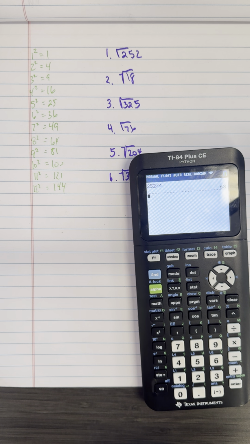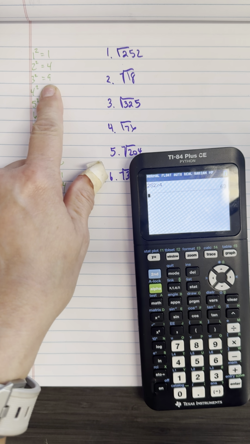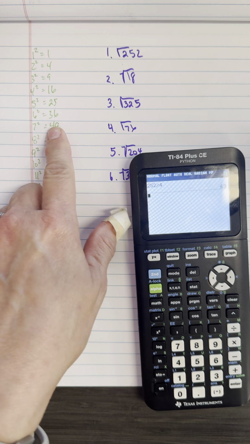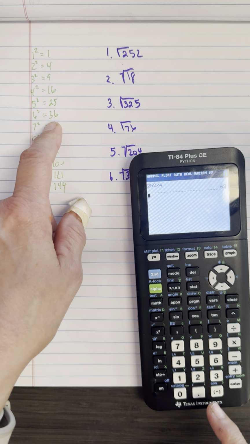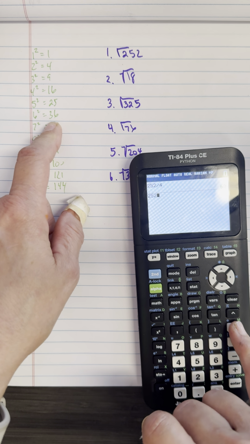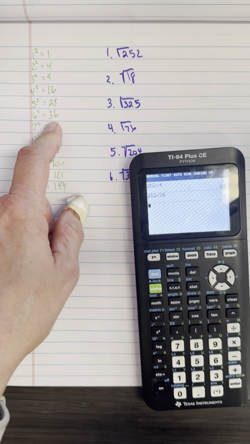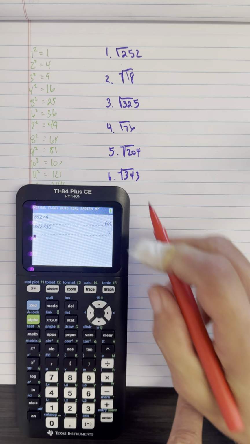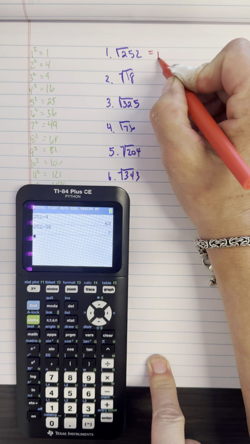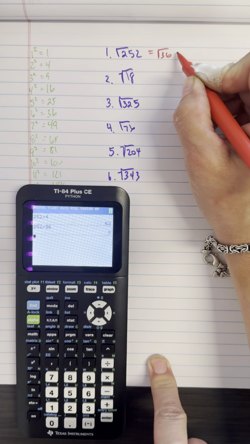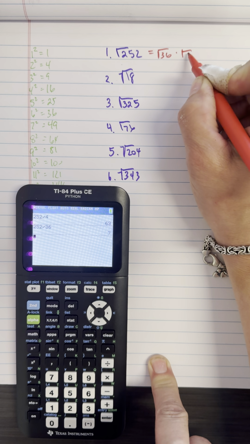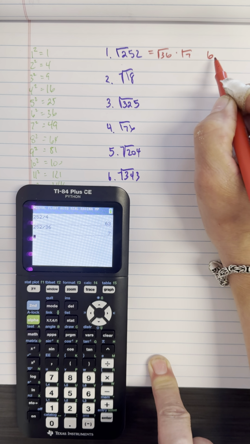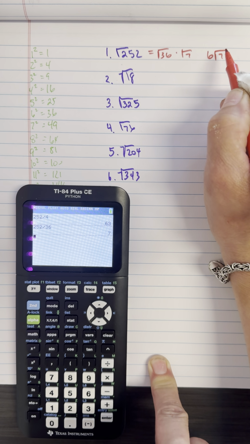gives you 63. Well, 9 is in 63, so 4 times 9 is 36, which happens to be another perfect square. So 252 divided by 36 is 7. So the square root of 252 equals the square root of 36 times the square root of 7. And the square root of 36 is 6, so the answer is 6 on the square root of 7.